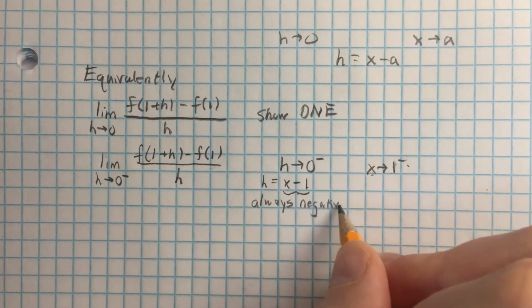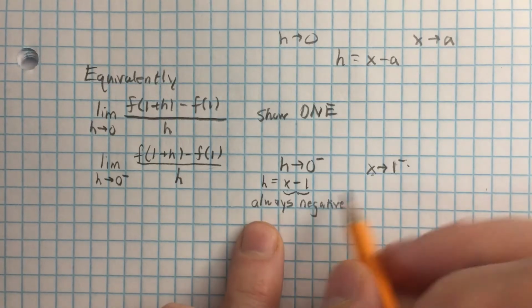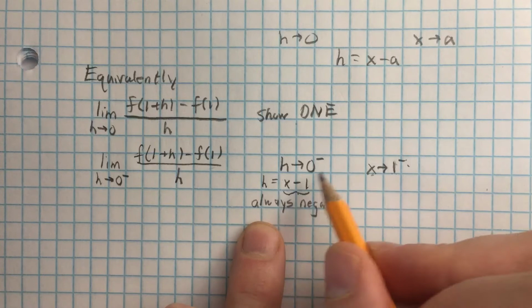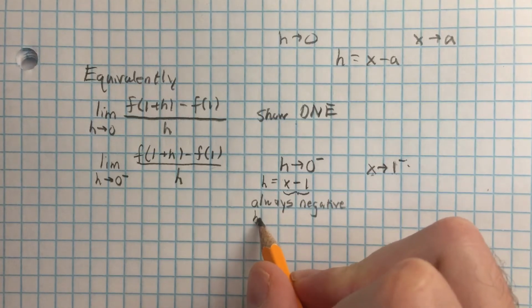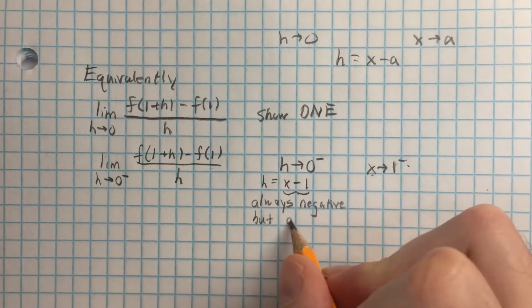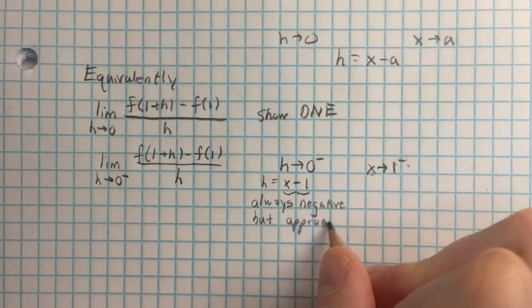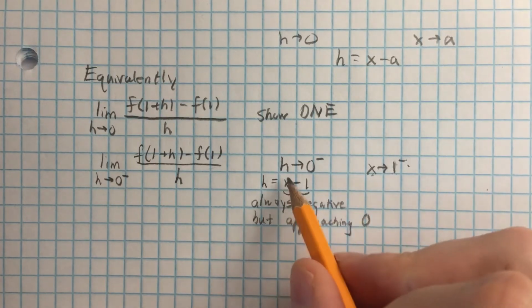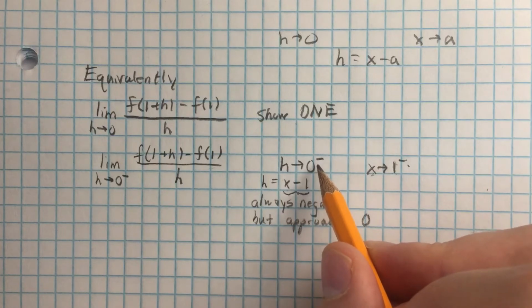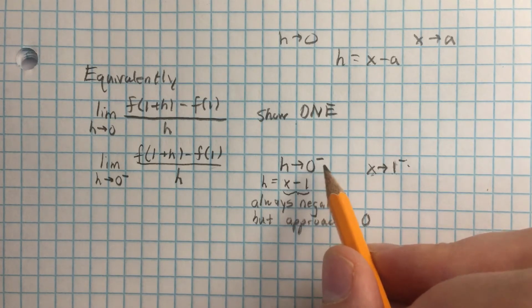But what is h actually heading towards? H is always negative, but as x gets closer to 1 from either side, it doesn't really matter. H is still heading towards 0. Always negative, but approaching 0. So if something is always negative, yet approaching 0, it must be approaching 0 from the left, from the negative numbers.